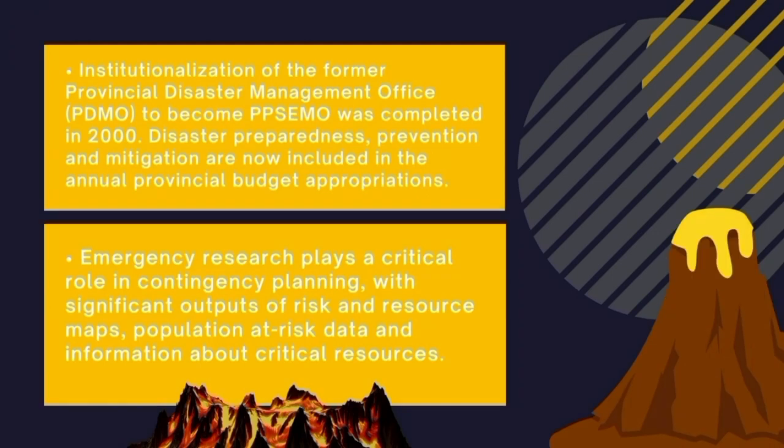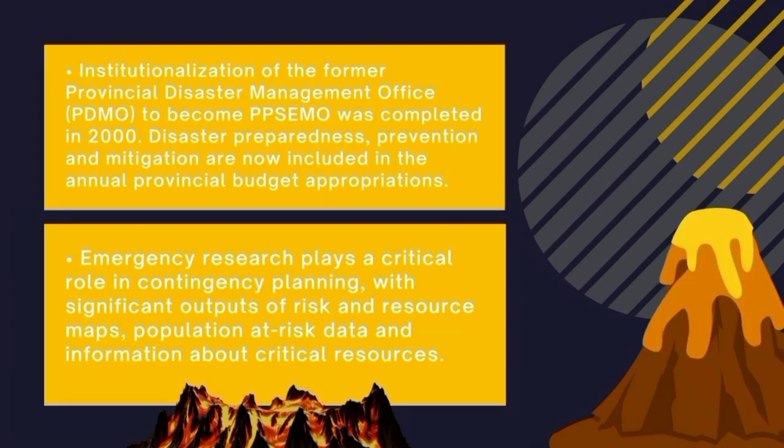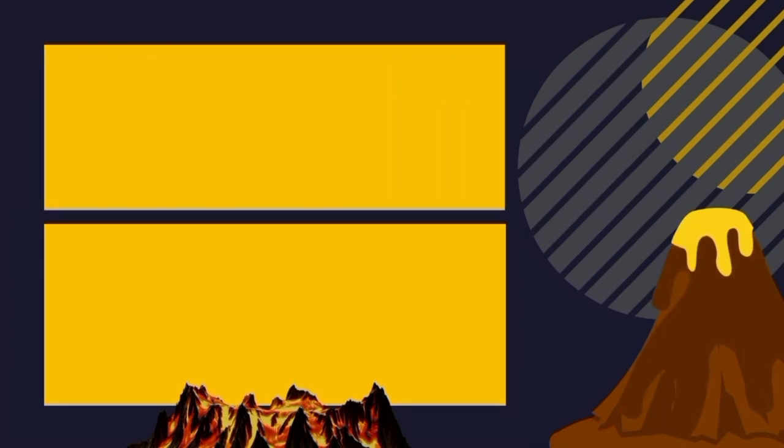Institutionalization of the former Provincial Disaster Management Office, or PDMO, to become PPSEMO was completed in 2000. Disaster preparedness, prevention, and mitigation are now included in the annual provincial budget appropriations. Emergency research plays a critical role in contingency planning, with significant outputs of risk and resource maps, population at risk data, and information about critical resources.